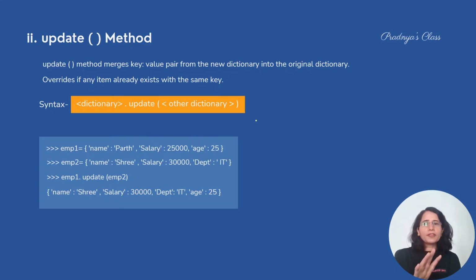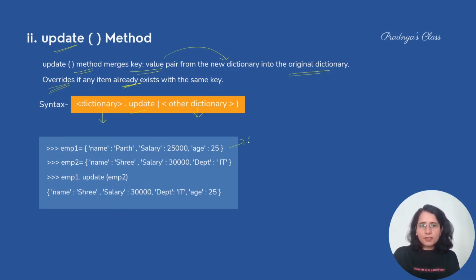We use the setdefault method to add an item, but if it already exists in the dictionary, it will not get added. At that time we can use the update method to change the existing element. The update method merges key value pairs from the new dictionary into the original dictionary. And if an item already exists with the same key, it will override it. So if you want to change the existing element with a new element, you can use the update method. So this is the syntax. We write the original dictionary here, dot update, and the argument to the update method is the new dictionary.